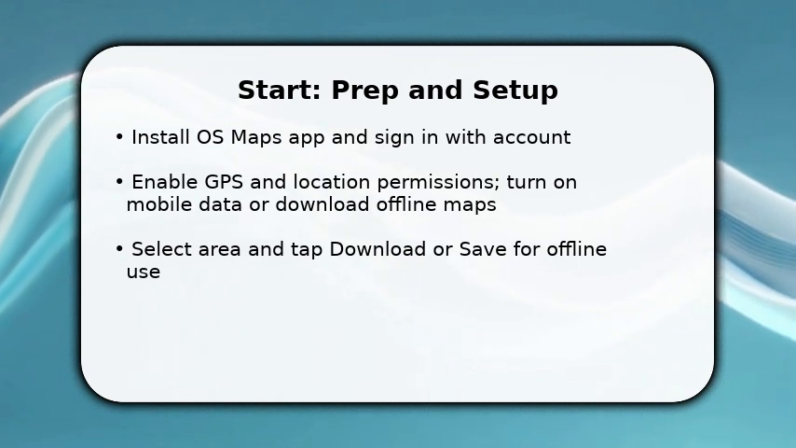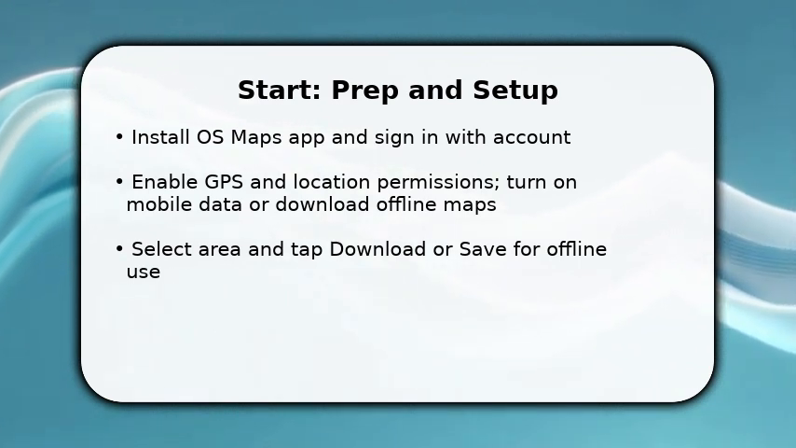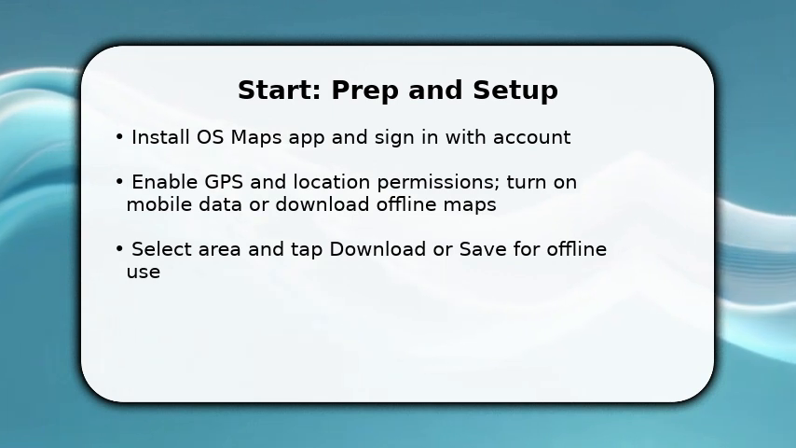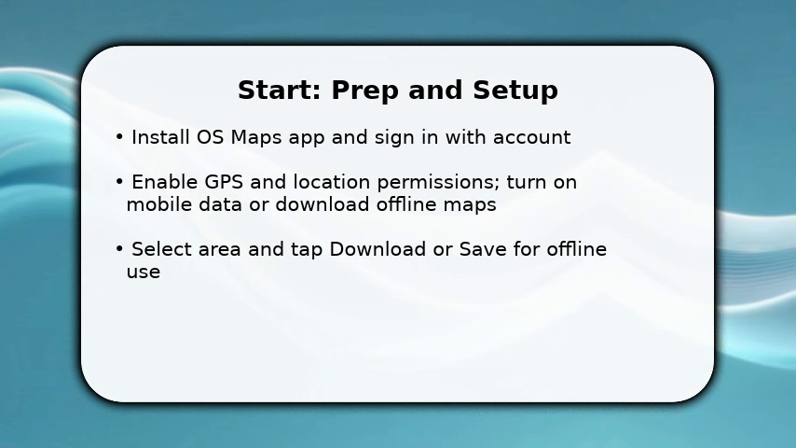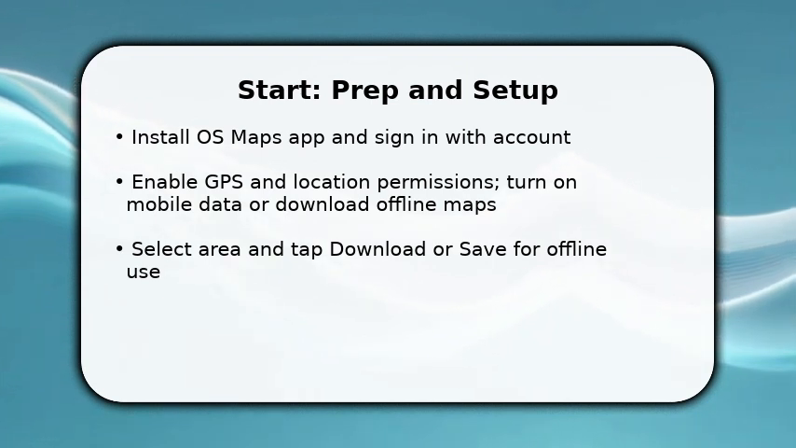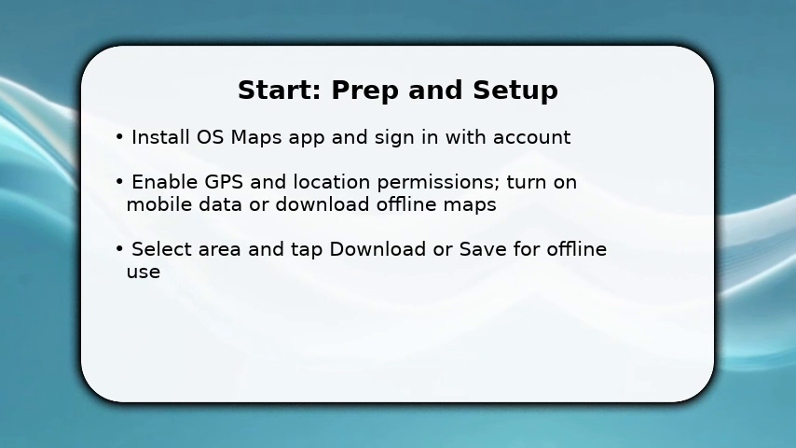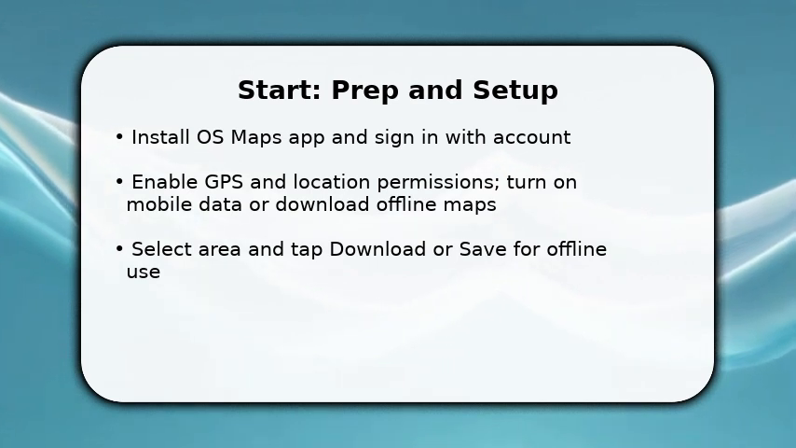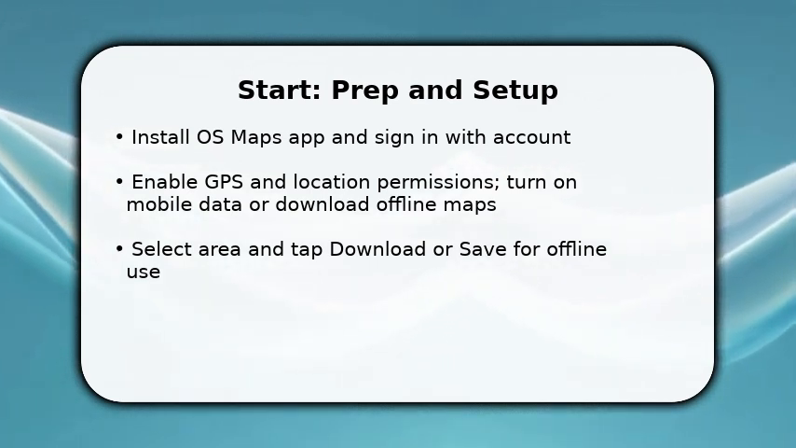Once done, choose the region you need and download it if you expect no signal. Make sure to keep battery-saving modes off while you download. Finally, confirm the map tiles finish downloading before you move on so you won't need to repeat these steps in the field. Now you'll plan and fine-tune the route.